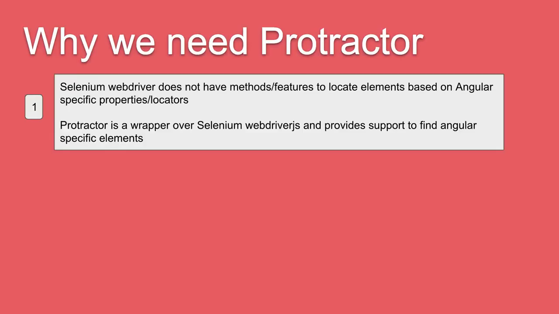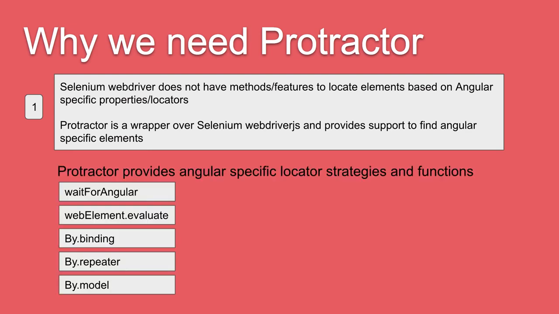Now this is the very first reason why we need Protractor. We need Protractor because it has methods and features that can locate elements based on Angular specific properties and locators. Protractor also has some different methods which are useful while doing automation on Angular or AngularJS applications, like waitForAngular, wait, element.evaluate, and then by.binding, by.repeater.